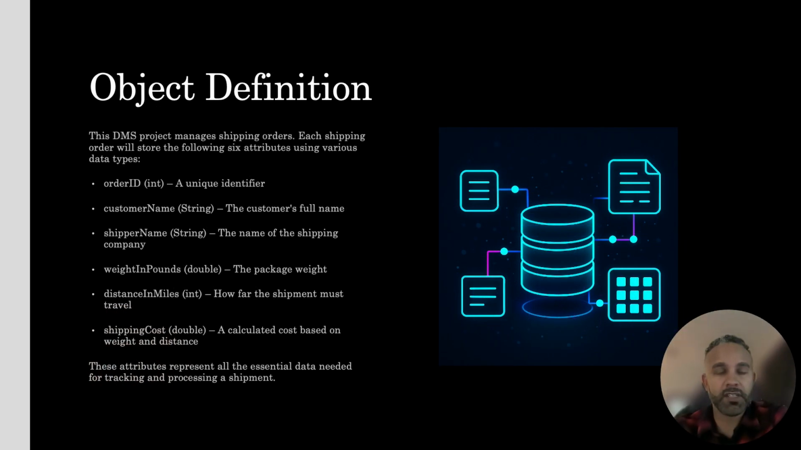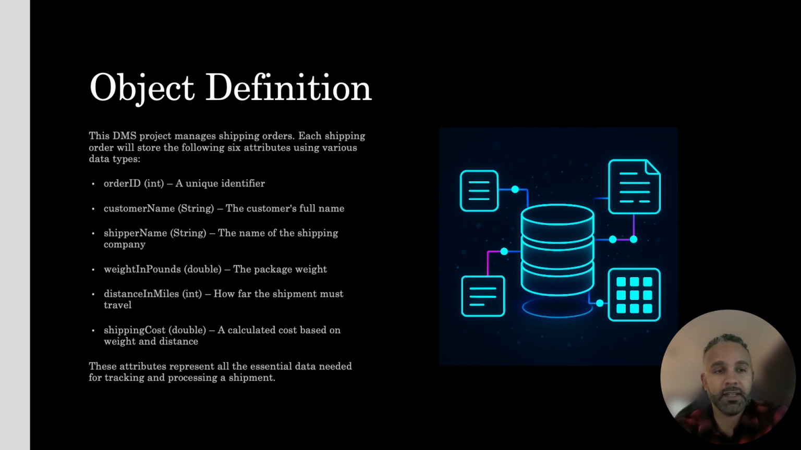This part is about the object definition. We're going to define the attributes, and it's going to have the following: the order ID, which is going to be the key for that particular table and the unique identifier. The customer name, which is going to be input as a first name, last name. The shipper name, who is in charge of delivering the product. The weight in pounds, which is type double because it's going to be numbers being inputted. The distance in miles, so in miles we're also going to have a limit, so you don't go over that.